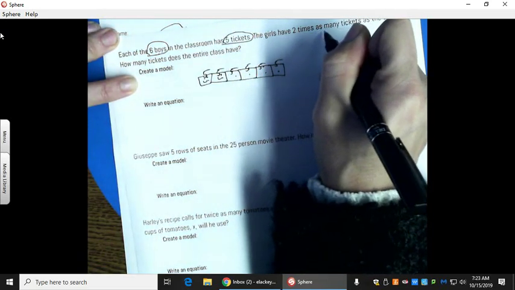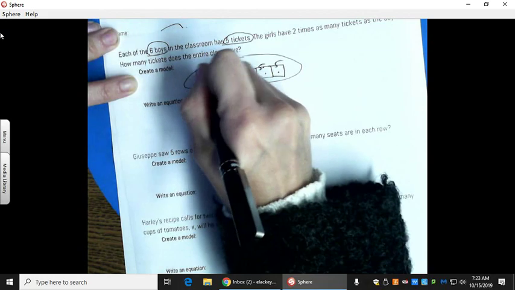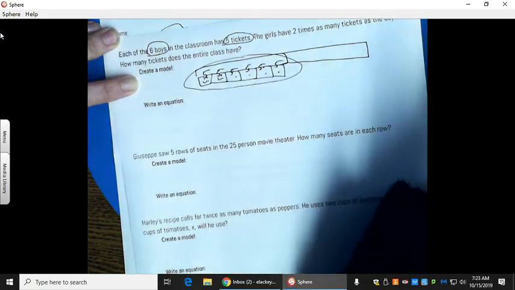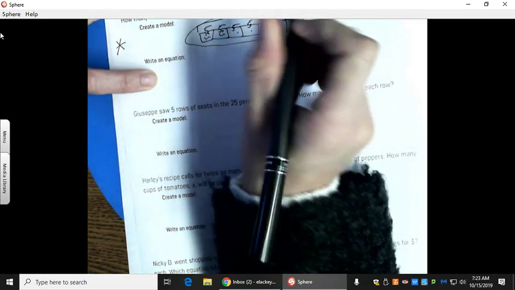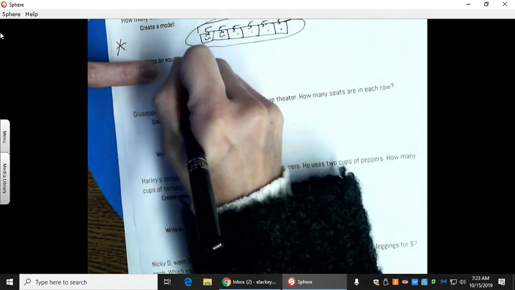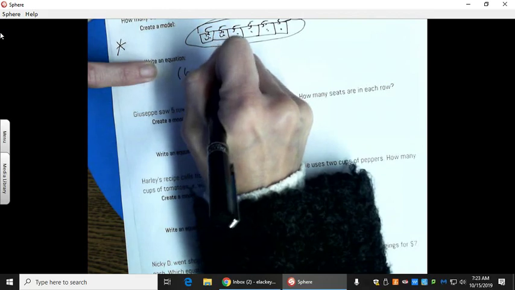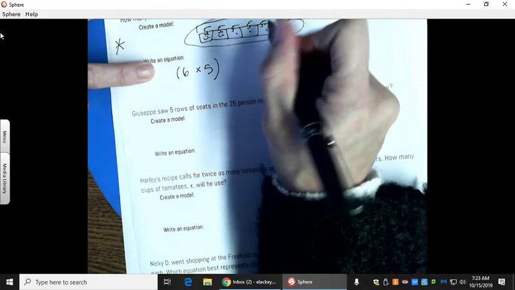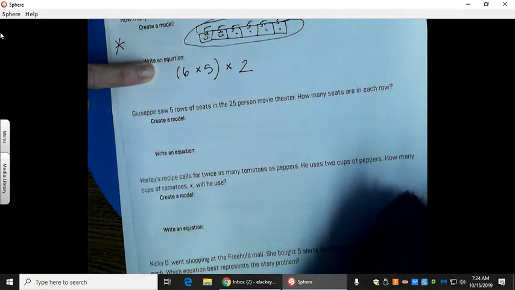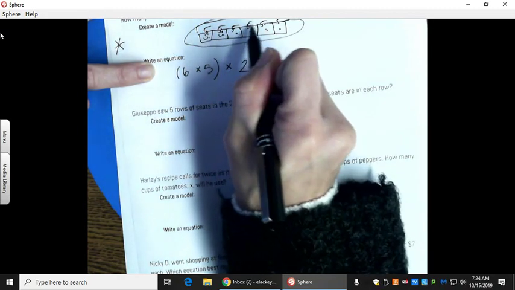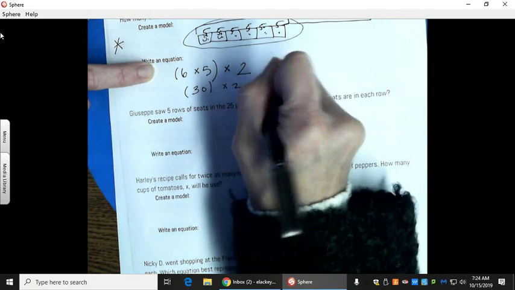Good. The girls have 2 times as many tickets as the boys. So whatever this works out to be, the girls have 1 times as many, 2 times as many. So this one's really tricky. So what I'm saying is, it's almost like it's multi-step. First, I need to figure out how many the boys have. So to do that, I would do 1, 2, 3, 4, 5, 6 of these. 6 times 5. And then the girls have twice as many. So whatever this is, I'd have to multiply it by 2. So 6 times 5, and you can count here, 5, 10, 15, 20, 25, 30. That's going to work out to be 30. And now I'm looking at 30 times 2 equals 60.